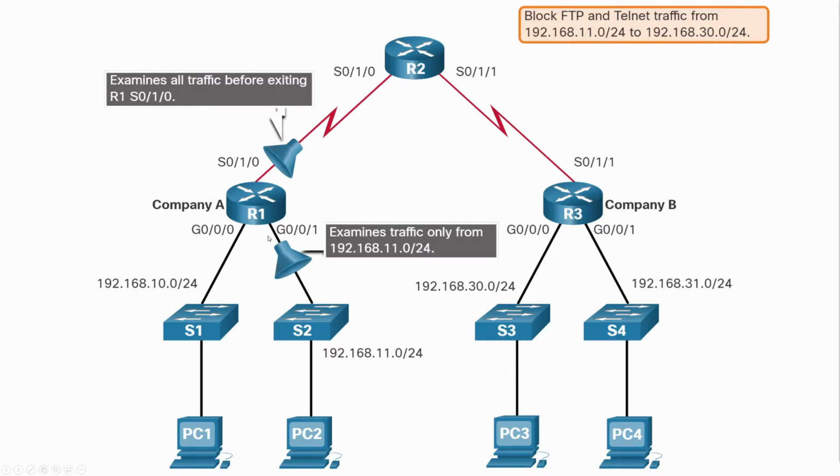If we place the ACL instead at G001, now it will only evaluate the traffic coming from the 11 network down here, and it won't evaluate the 10 network traffic. If the traffic from here is FTP and Telnet, then the traffic will be blocked.